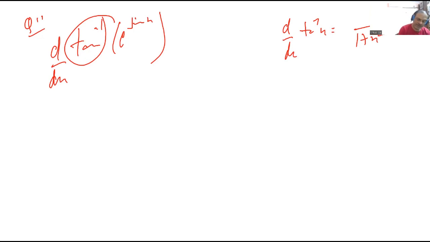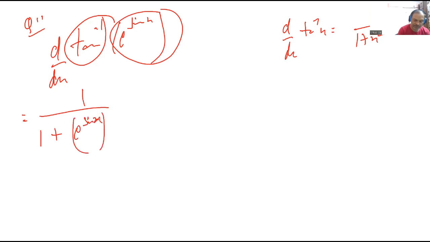Very simple. Now, here, if you assume this to be x, then it will give you 1 over 1 plus e raised to power sin x, and this is the whole square. Now, this is the tan inverse x, but here this is not actually the x, it is e raised to power sin x. Therefore, what you have to do here is differentiate d by dx of e raised to power sin x.